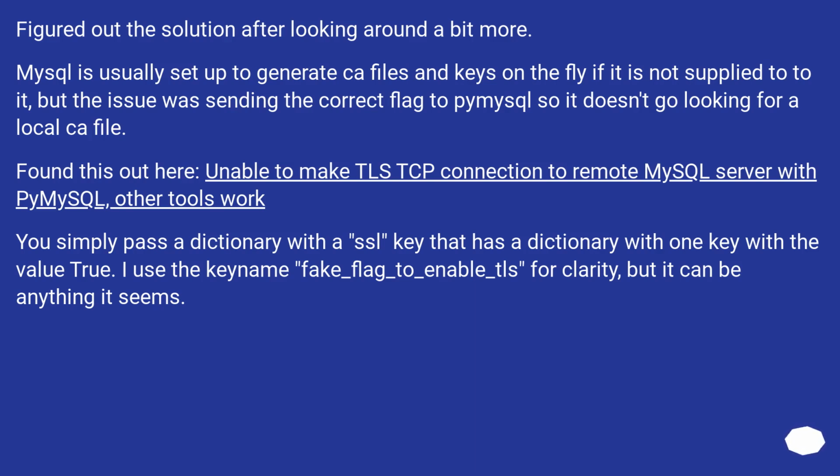Unable to make TLS TCP connection to remote MySQL server with PyMySQL, other tools work. You simply pass a dictionary with an ssl key that has a dictionary with one key with the value true. I use the key name fake_flag to enable TLS for clarity, but it can be anything it seems.